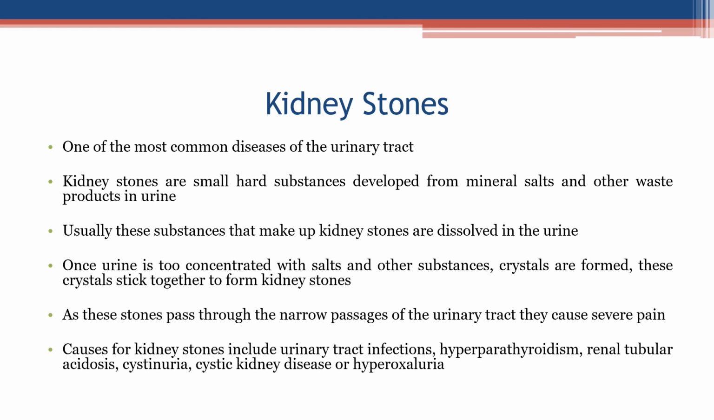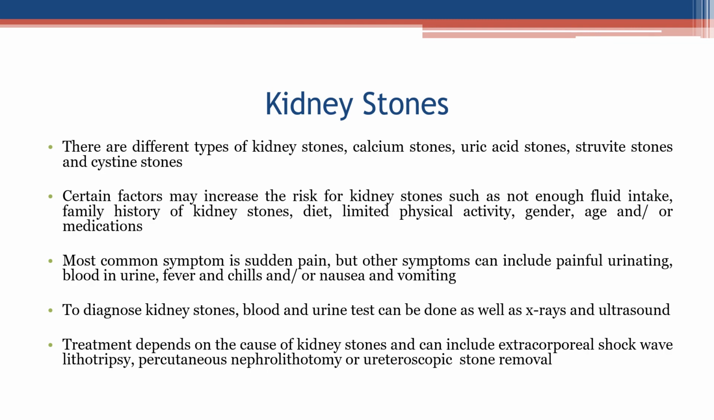Causes for kidney stones include urinary tract infections, hyperparathyroidism, renal tubular acidosis, cystinuria, cystic kidney disease, or hyperoxaluria. There are different types of kidney stones: calcium stones, uric acid stones, struvite stones, and cystine stones. Certain factors may increase the risk for kidney stones, such as not enough fluid intake, family history of kidney stones, diet, limited physical activity, gender, age, and/or medications.